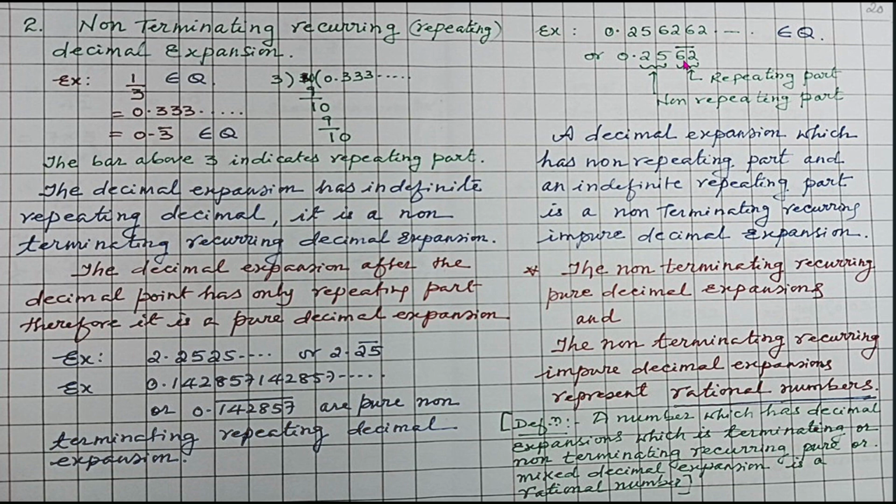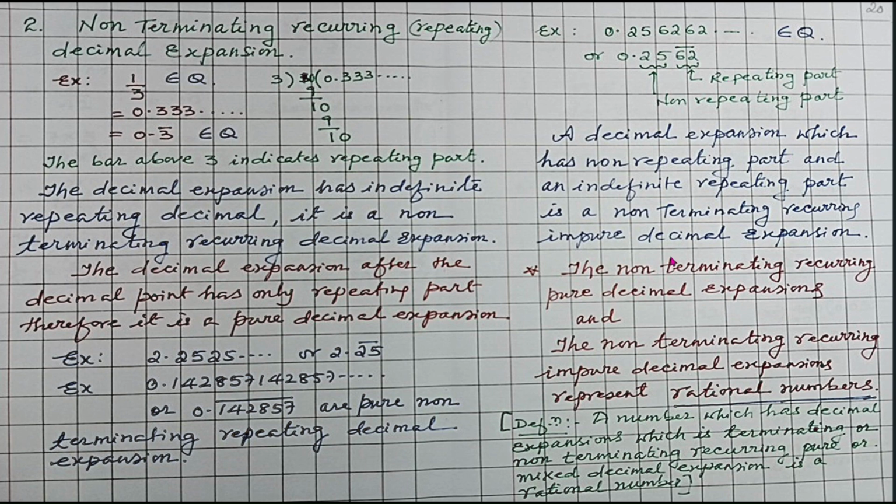Now let us take an example, 0.256262. Mind you, this is a non-terminating recurring decimal expansion, definitely a rational number, but you observe a very different thing here. Here 25 is not repeating, 6262 is repeating. Therefore, this is a non-repeating part, this is a repeating part. So this is a non-terminating recurring but impure decimal expansion. It is impure because it has both the non-repeating part and the repeating part.